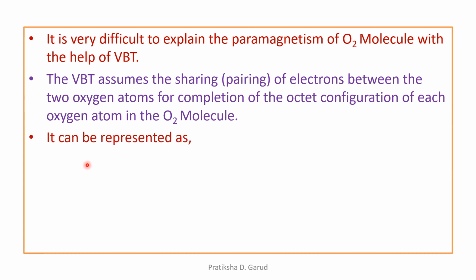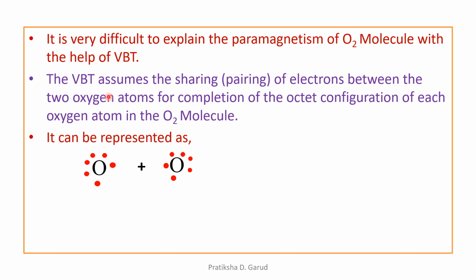So let's see how it can be represented. We have the first oxygen atom, with two lone pairs and two unpaired electrons. Then we have the second oxygen atom. Again, in the second oxygen atom, there is the first lone pair, second lone pair, and then two unpaired electrons. So how will the bond be formed? This electron combines with this electron. This will be the first bond, and this electron combines with this electron. This is the second bond. That means there will be formation of two bonds between the two oxygen atoms.